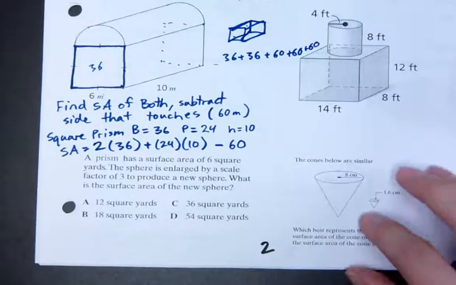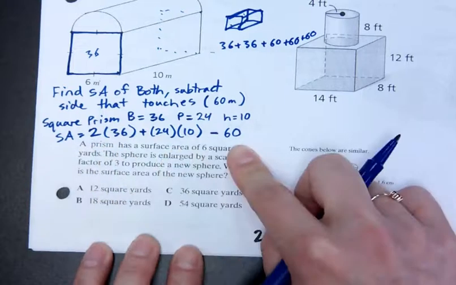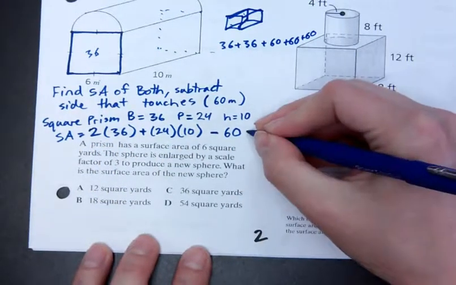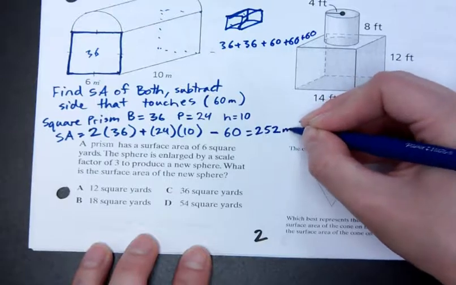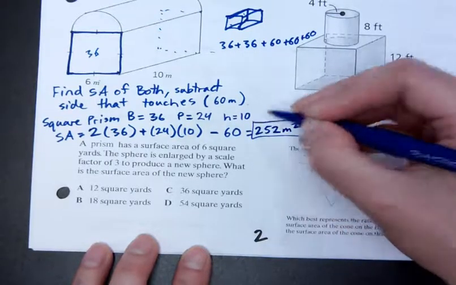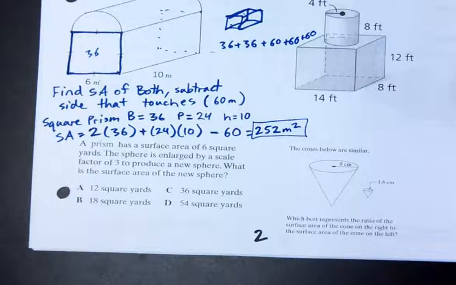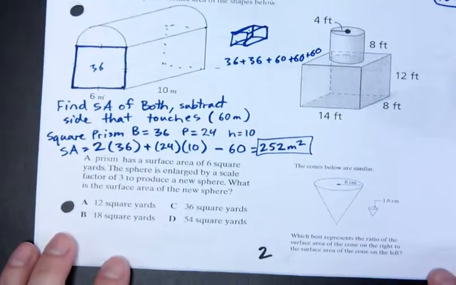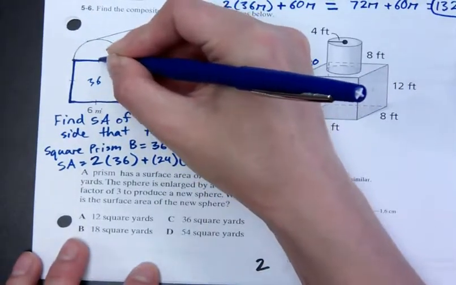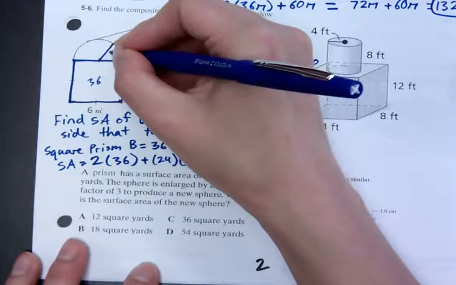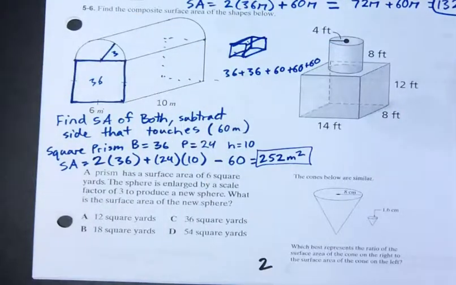That's another option. Okay, did anyone plug this into the calculator for me yet? 252. Okay, so 252 meters squared is our part of the square. What do I have to do for the cylinder now? Yeah, my cylinder, I'm going to do half. So what's my radius of the cylinder? 3, because 6 is the whole thing.